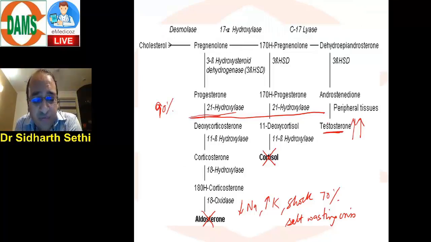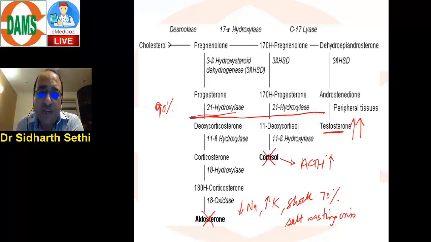Now remember, all of you, testosterone is high. Because of excess of testosterone, there is clitoral hypertrophy, so it looks like a penis. Now, because the cortisol is not there, the ACTH increases. And because of the rise in ACTH, there is pigmentation of the labia. So the labia look like scrotum. Boys get precocious puberty and girls get ambiguous genitalia.